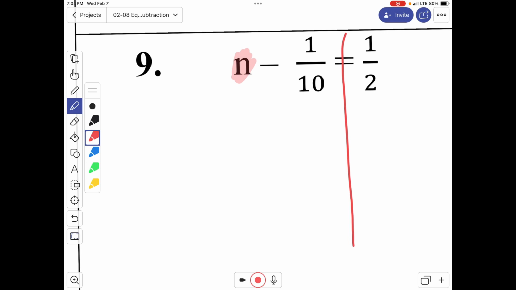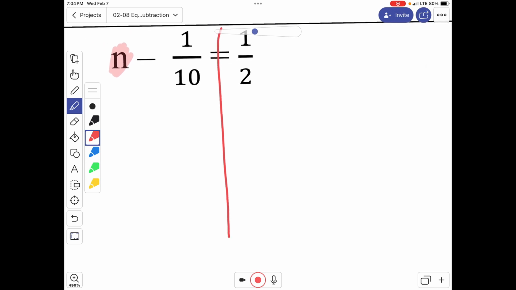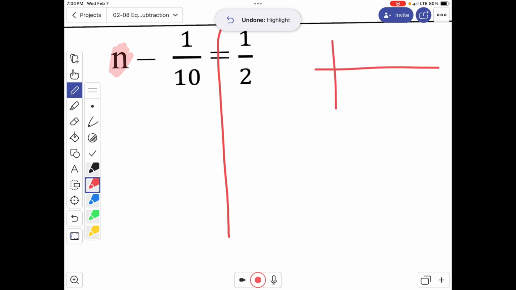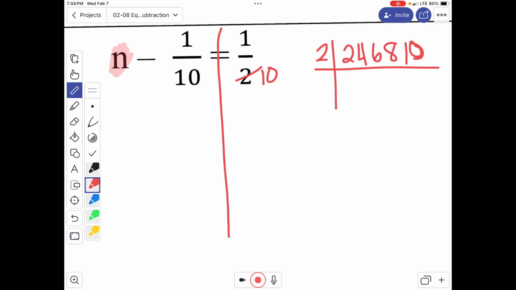But I notice that these are fractions and they don't have the same denominator. So remember, we need to skip count or find the common multiple. So if I was skip counting by 2s, 2, 4, 6, 8, 10. Well, the other one is a 10, so I could multiply 2 times something and get 10. 10 can be our common denominator. 2 times 5 makes 10, so I want to multiply the top number by 5. 1 times 5 is 5.